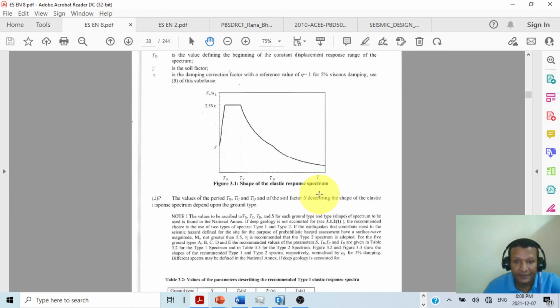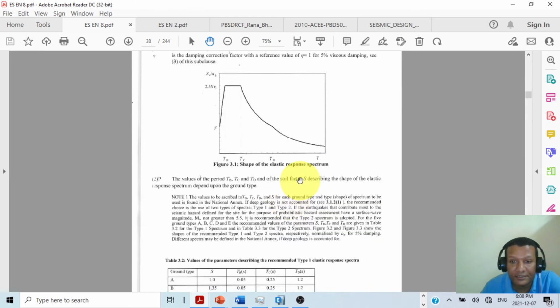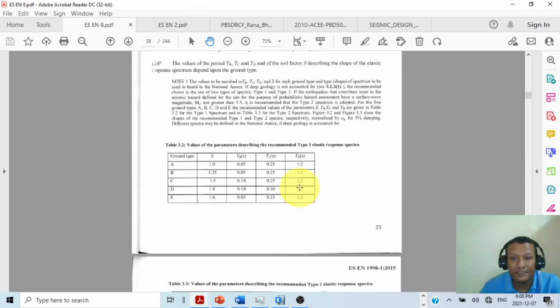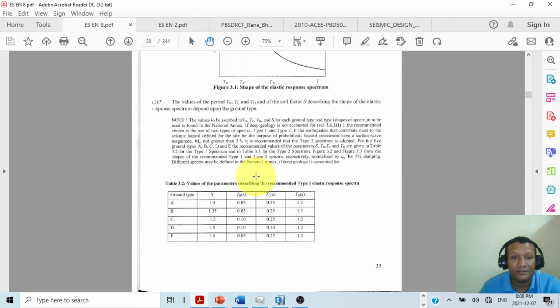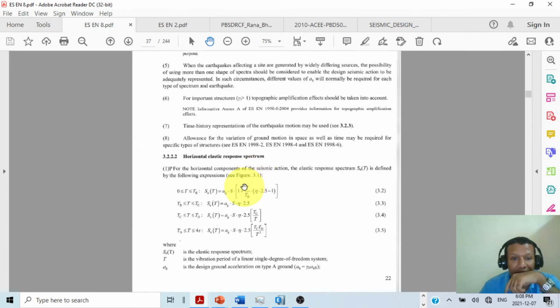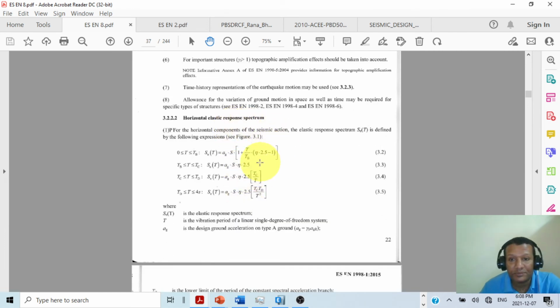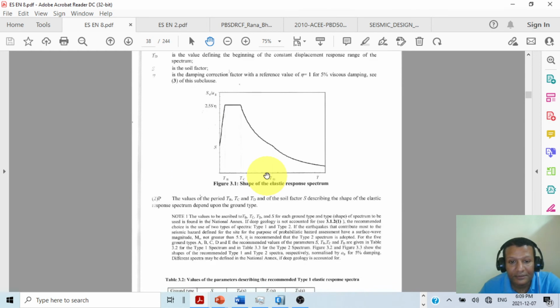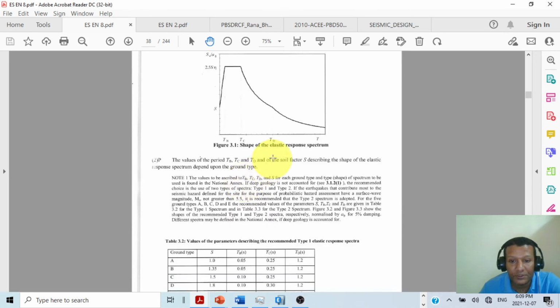Yes, this is the shape of the elastic response spectrum. This is the type 1 response spectrum for 5% damping as per the Ethiopian Code of Standard. For the horizontal component of the seismic action, the elastic response spectrum is defined by the following expression. All the definitions are here. This is prescribed, and we simply follow it.